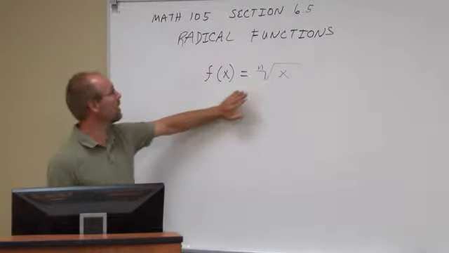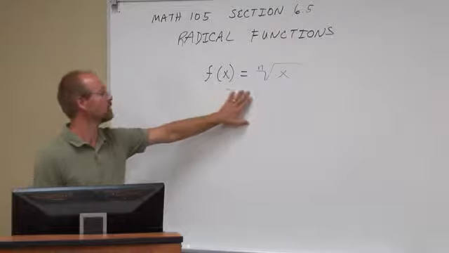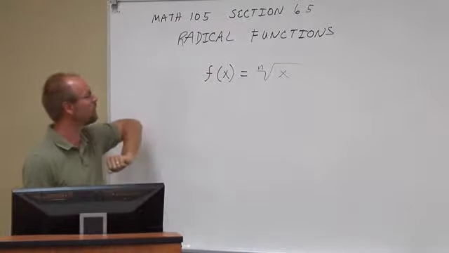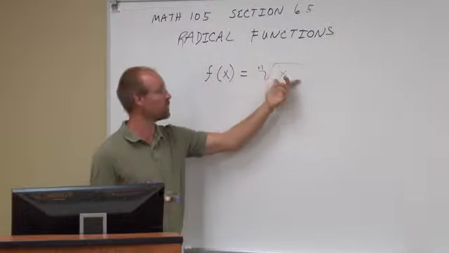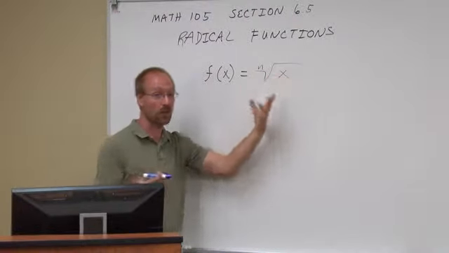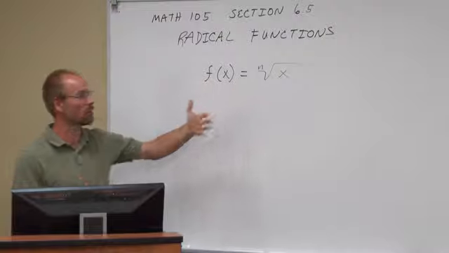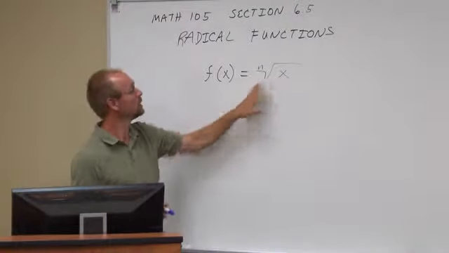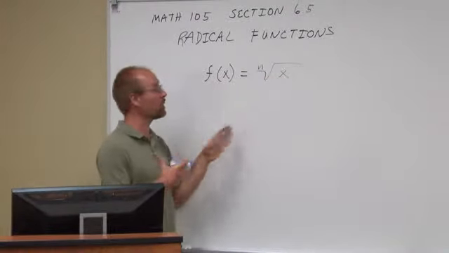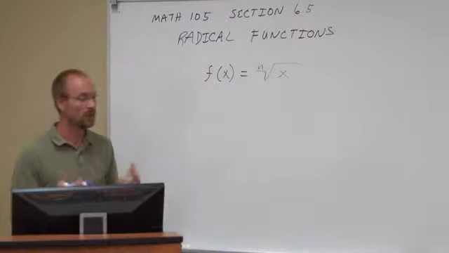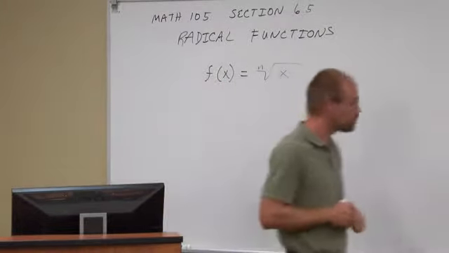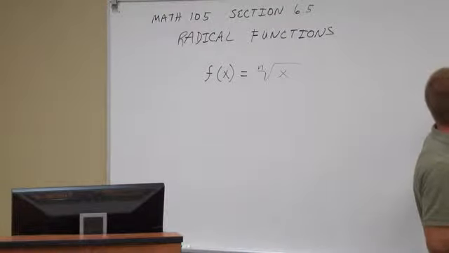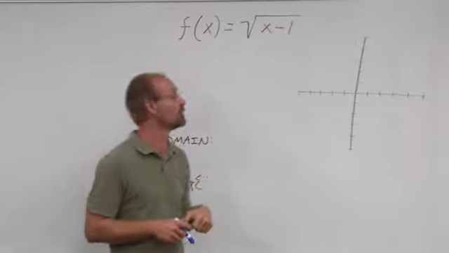Essentially our radical function is going to have this form, f of x, hopefully we recall the notation, equals the indexed root of some radicand, which contains our variable. What are we actually graphing in this case? So let's look at an example. Here we have f of x, our function, our y value, equals the square root of x minus 1.